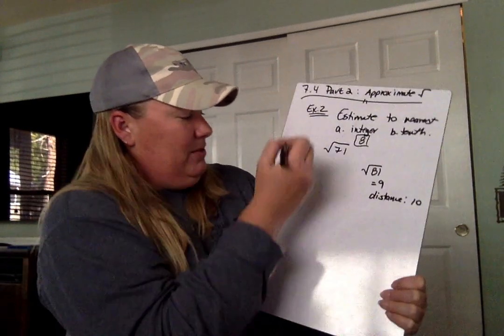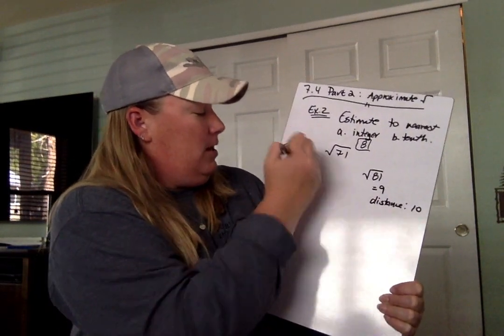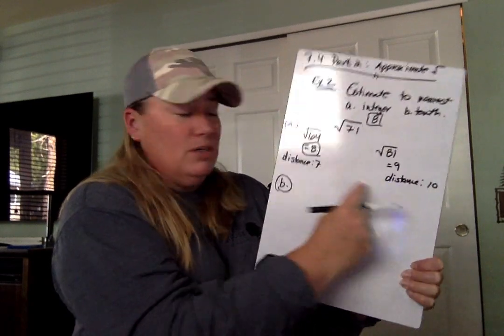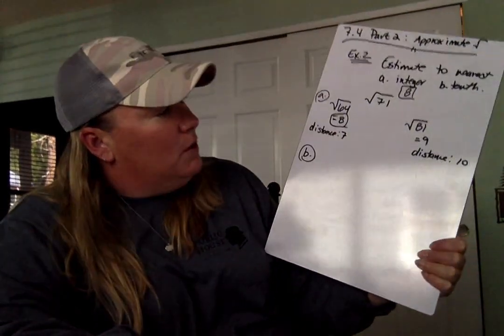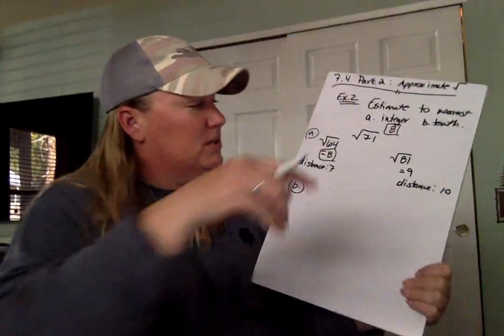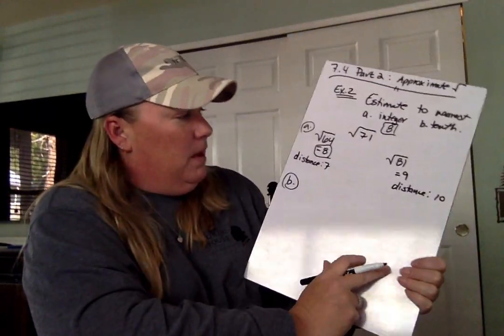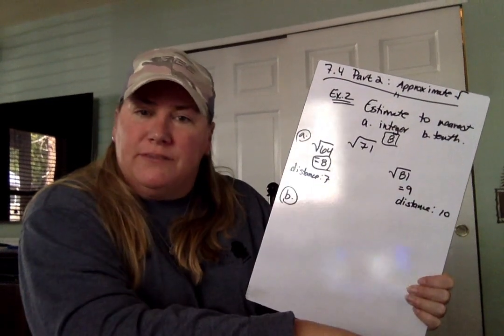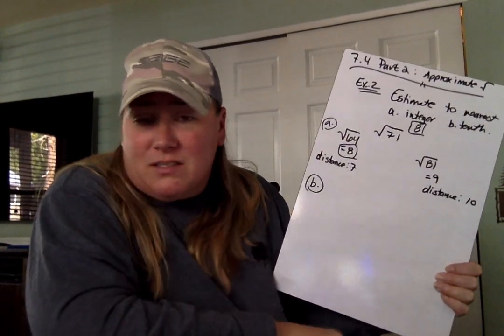Now, for the tenth, so this is kind of A right here. B, we're still going to use this work. So we want the nearest tenth. So now we're getting kind of nitty gritty. We're getting more details. We know it's going to be 8 point something. But if I just say 8.5, would that be a good place to start?